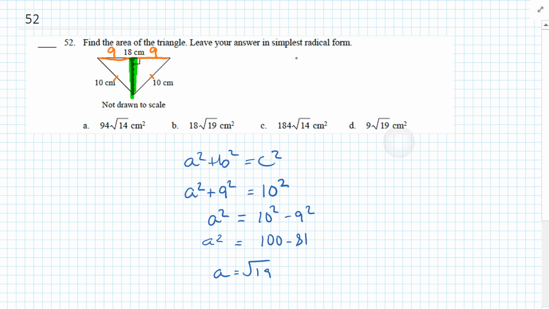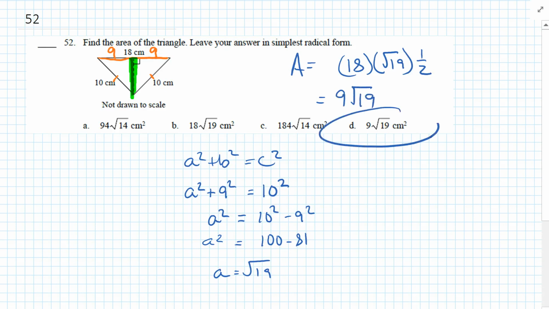So what's the area of my triangle? Well, the base is 18. The height we know is now the square root of 19. And then we got to multiply it by 1/2. So the area is 1/2 base times height. We figured that base to be 18. That height, using the Pythagorean theorem, is square root of 19. So my total area is going to be 9 root 19. My answer is D.